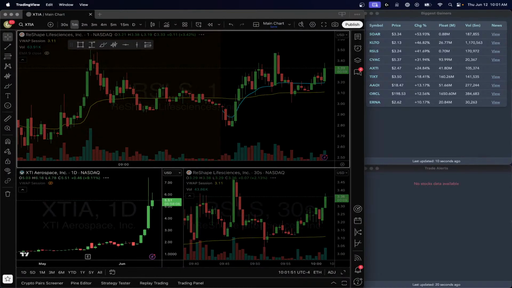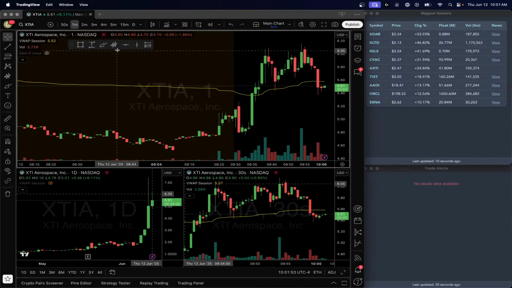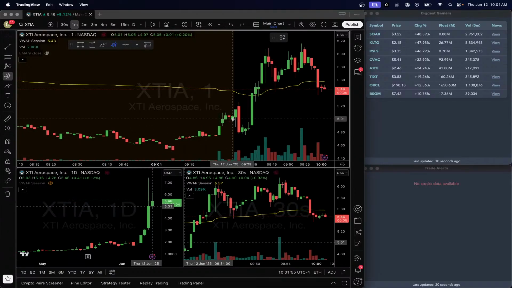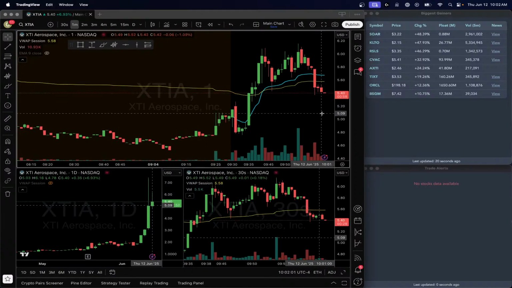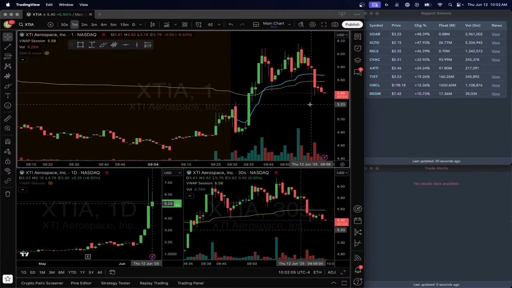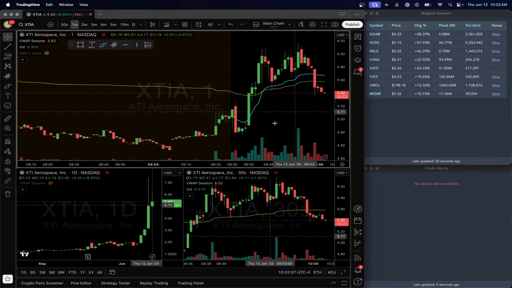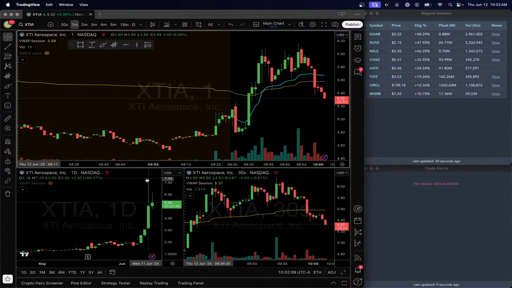Got XTIA. Yeah, that's trading below the VWAP. Overnight session and New York session trading, it broke it, and then it's just going down. So yeah, as you can see here, pop down, pop down.